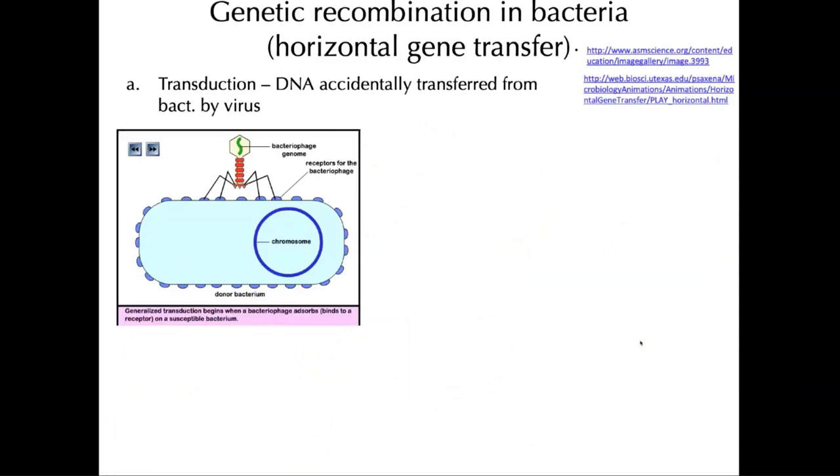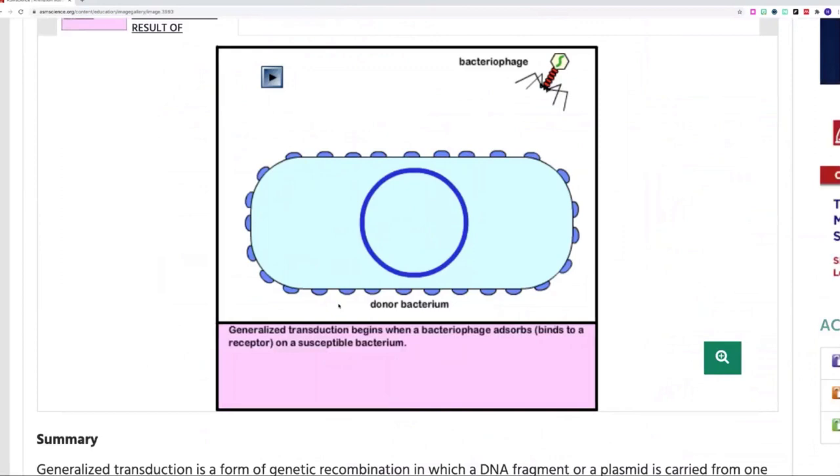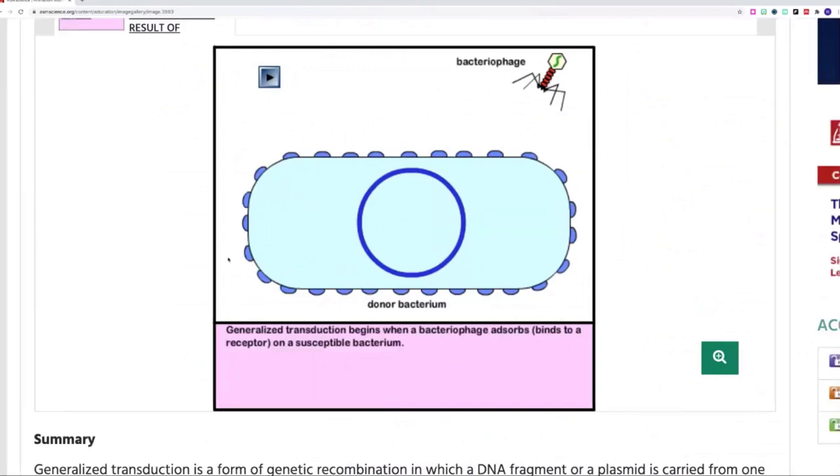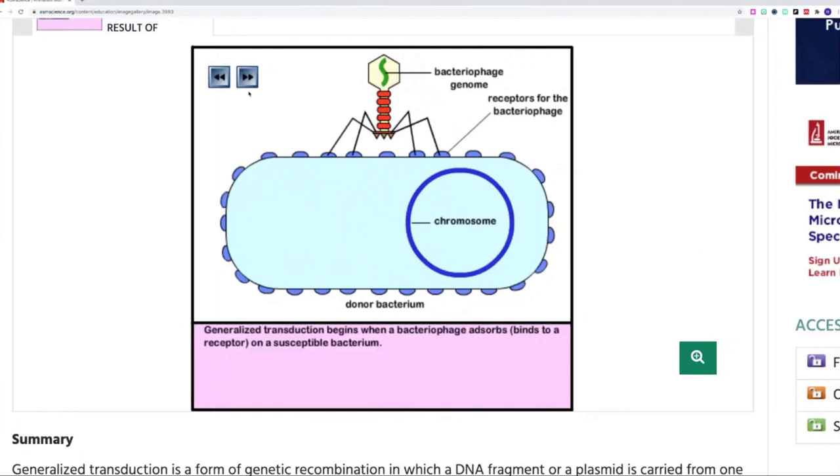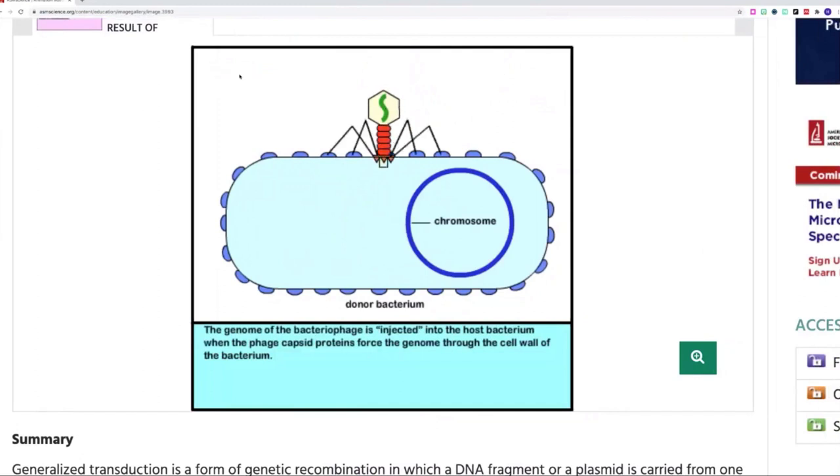Transduction is when the virus accidentally transfers DNA. So this is transduction, which is the other one we're talking about. So there's the bacteriophage. It binds the susceptible bacterium. Now this is the genome of the virus. So this is what normally happens. The bacteriophage, or phage.